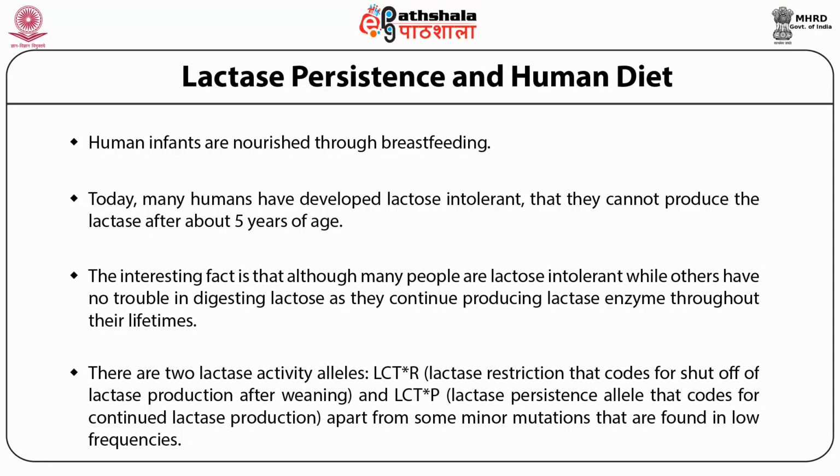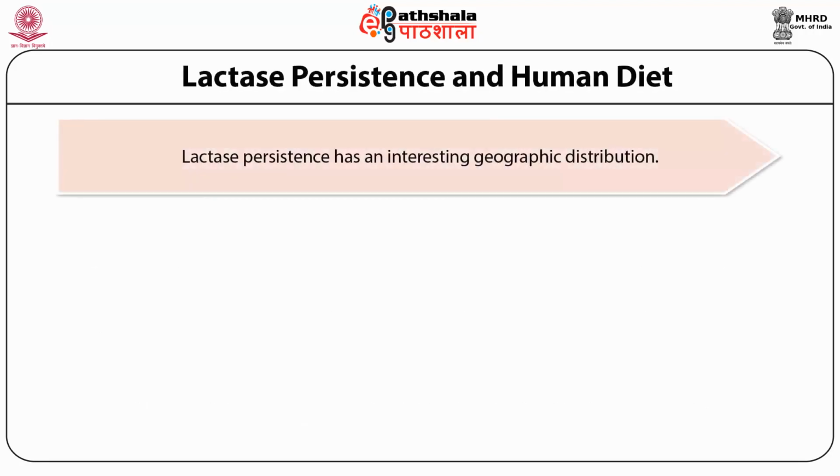Apart from some minor mutations that are found in low frequency, the LCTP allele is dominant, so an individual with one persistent allele, LCTP LCTR, or two persistent alleles, that is homozygous LCTP, can more easily digest lactose. The recessive homozygotes, that is LCTR, are lactose intolerant. Lactase persistence has an interesting geographical distribution.